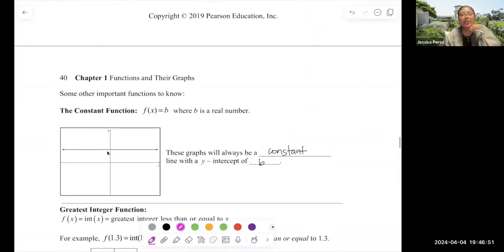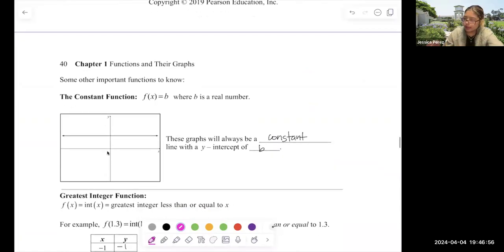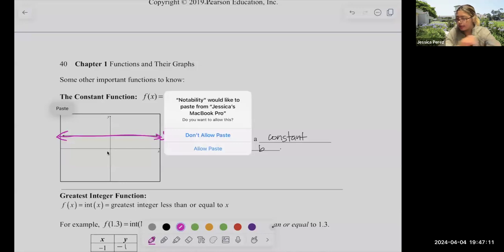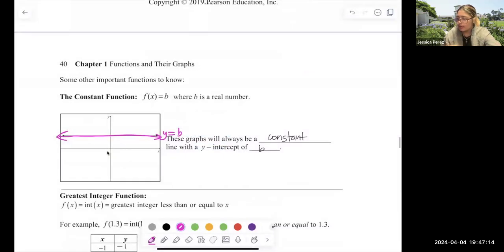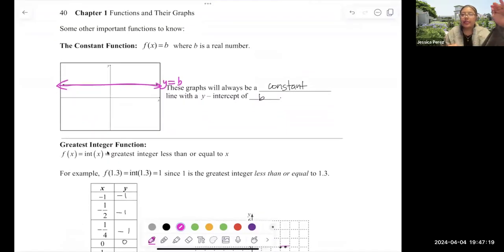So the constant function is the one that's always constant. It doesn't change. It's the line y equals b. B can change. B can be 1, 2, 3, 4. It doesn't matter as long as it's constant. These graphs will always be constant with the y-intercept of b. So this one's simple because you're always the same. The y-intercept will be y equals b. You don't have increasing or decreasing. You're always constant.